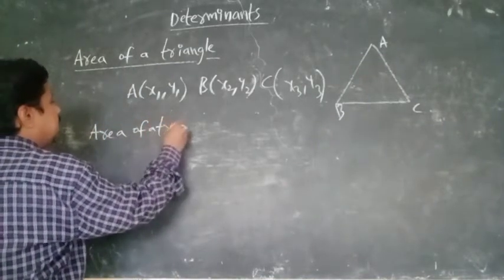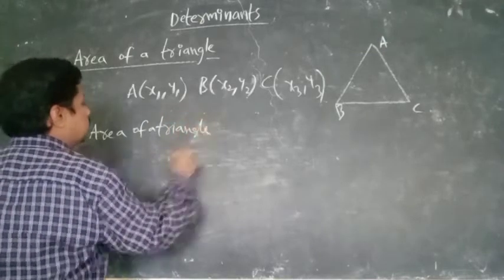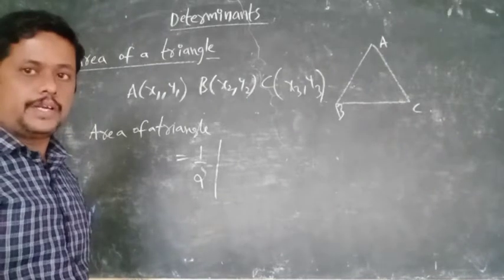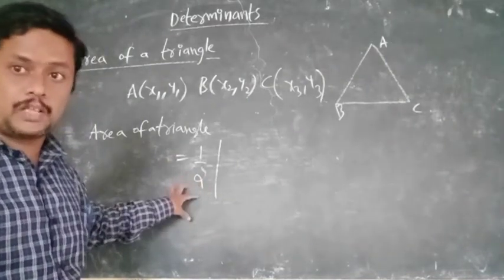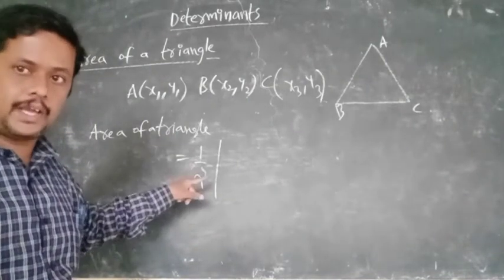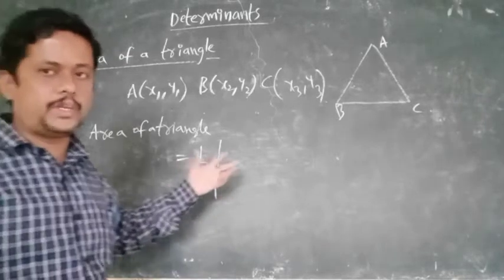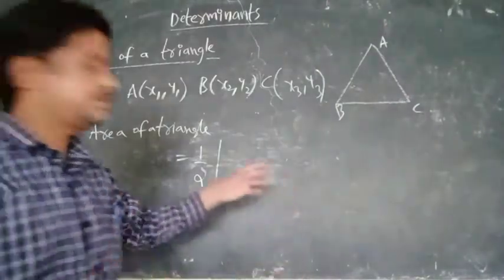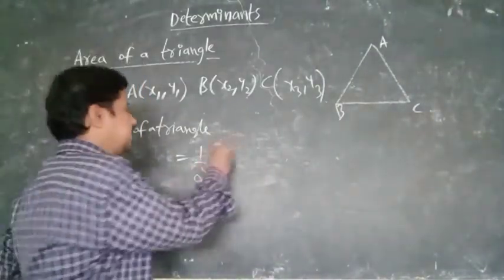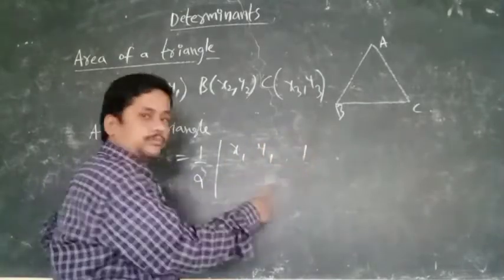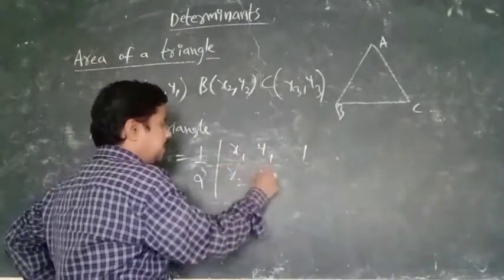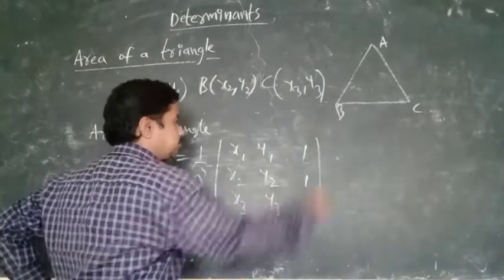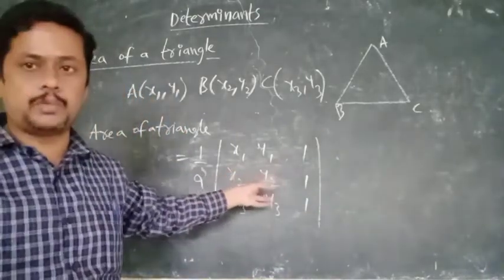Area of a triangle is equal to half into, in the determinant method you have to use this formula only. If not, they won't give the marks in PUC. The formula is half into the determinant with rows x1 y1 1, x2 y2 1, x3 y3 1.